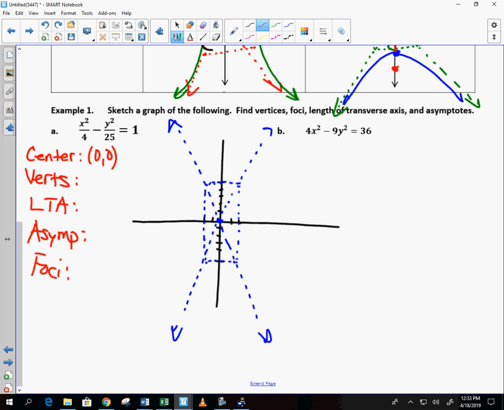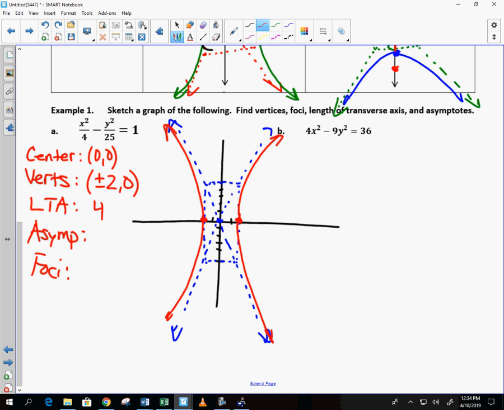Vertices, top and bottom or side to side? Side to side. And there's our hyperbola. Simple as that. What's the location of the vertices? Plus minus 2, 0. Length of the transverse axis. The asymptotes. Let's go to the foci first.